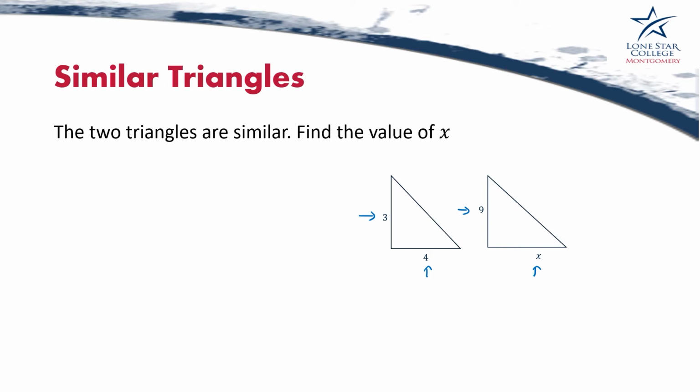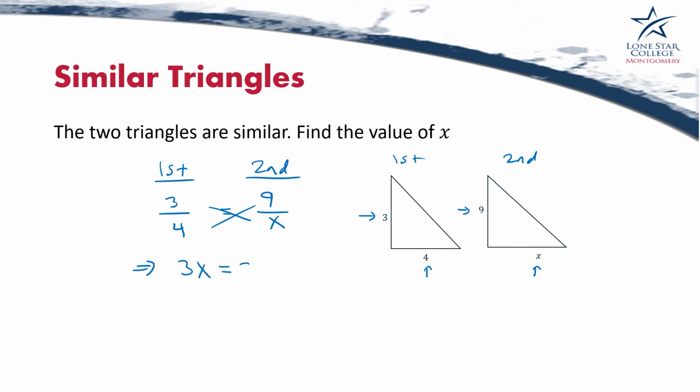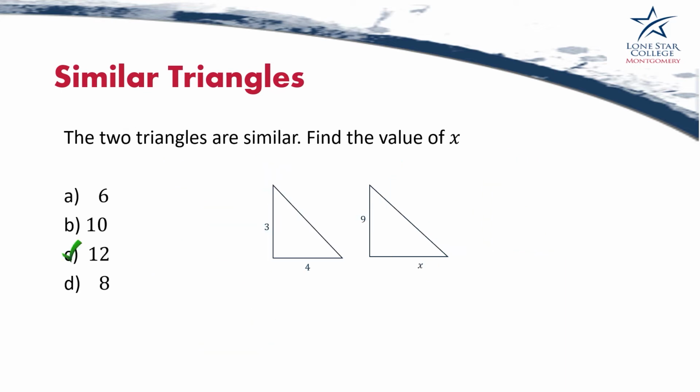So what we can do is call the left side our first triangle, and this our second triangle. The two sides of our first triangle are 3 and 4, and we're saying it's equal to the ratio of the other triangle, 9 over x. To solve it, we cross multiply. 3x is equal to 9 times 4, which gets us 36. Divide both sides by 3 to solve for x. X gives us 12. So the answer choice is C, 12.